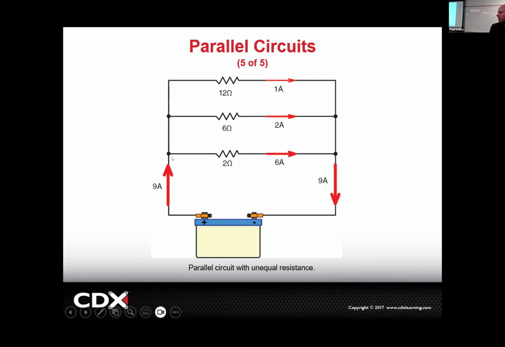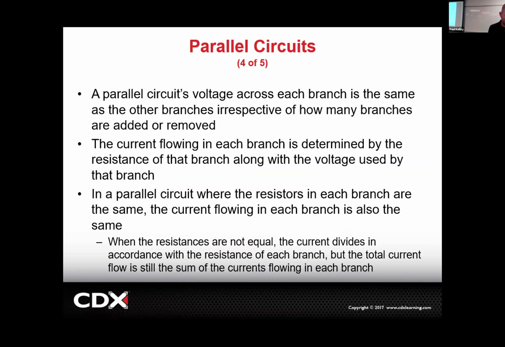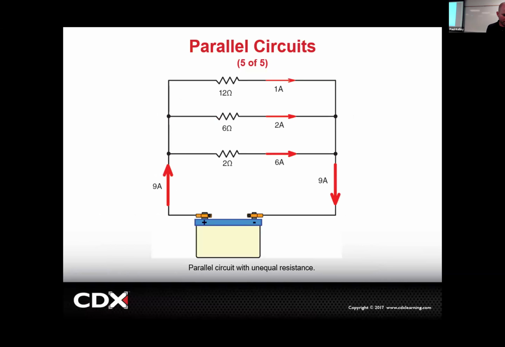However, they all share the same freeway right here. So if you had 1 amp, 2 amps, and 6 amps, 6, 7, 8, 9. I add 9 right here. That's where the 9 came from. All those electrons had to share the same freeway, so therefore, this would have to be the sum of the parallels. Make sense? Kind of, sort of? I think overall, we're probably fairly good on it.